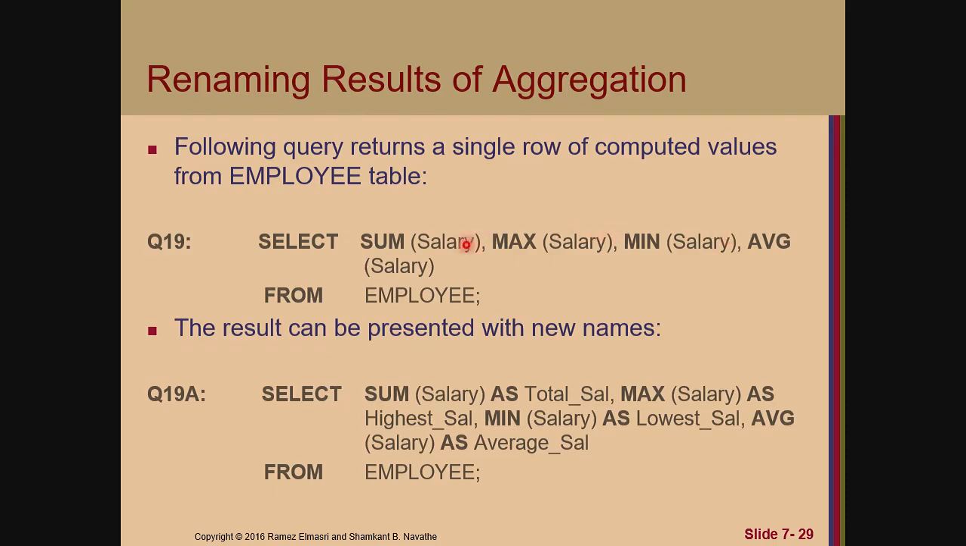Okay. Here the result shows just one line. You cannot use SUM of salary and the name of the people. You cannot do that. Okay, you cannot mix it up.